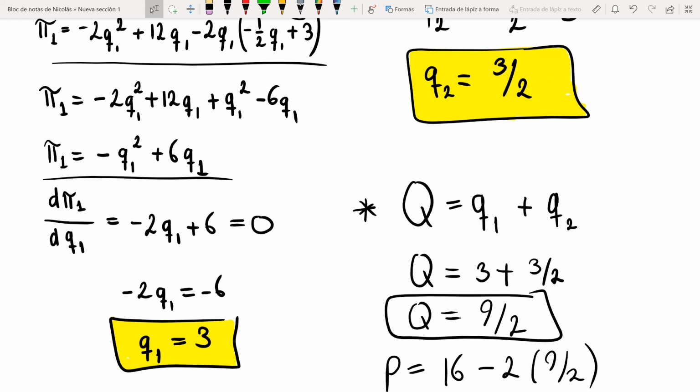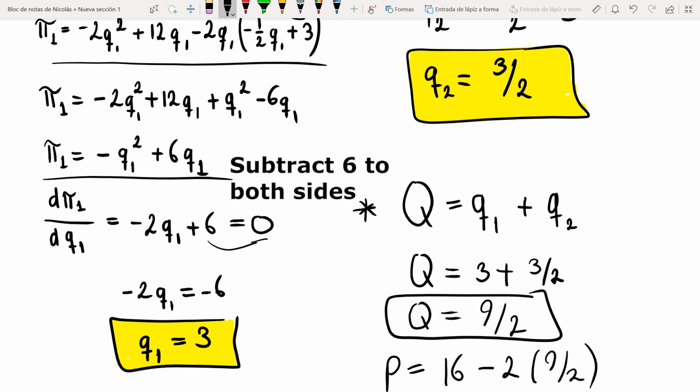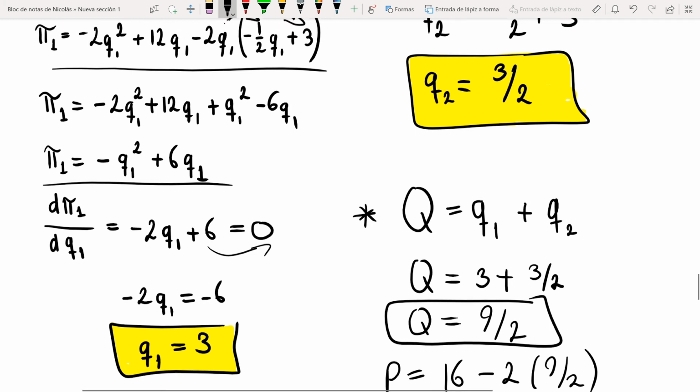In this case, we'll just place the 6 on the other side, subtracting, and we'll divide both sides by -2, and we'll end up having that the quantity produced by the leader is 3, or in the example we're using it's 300 airplanes.